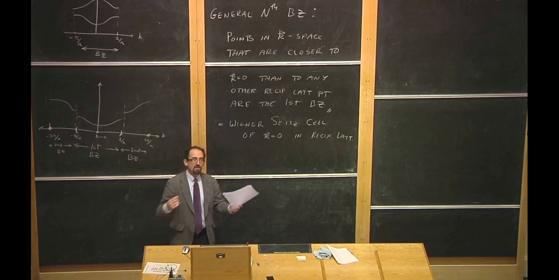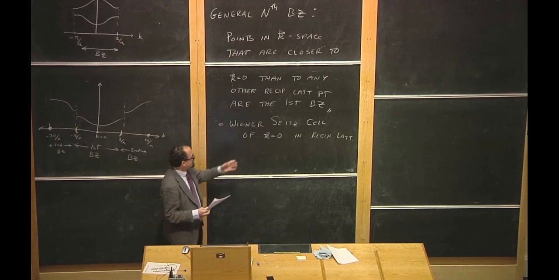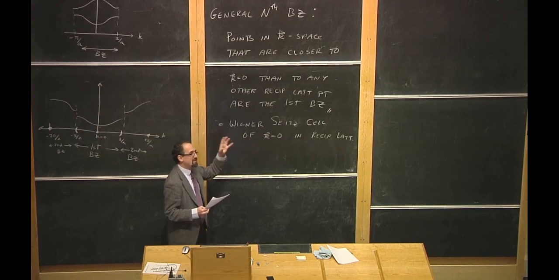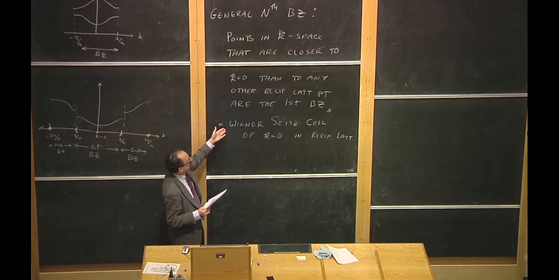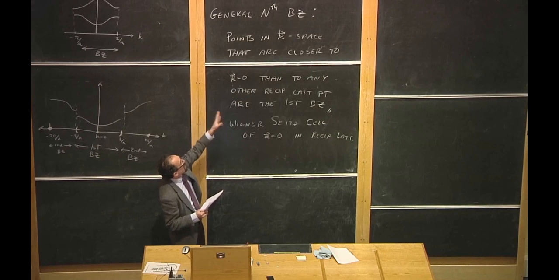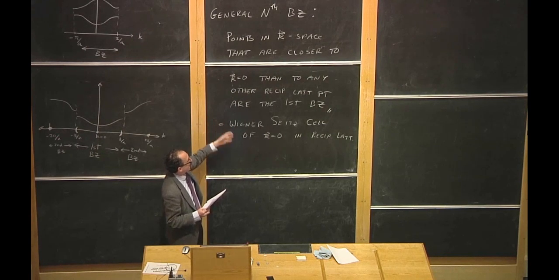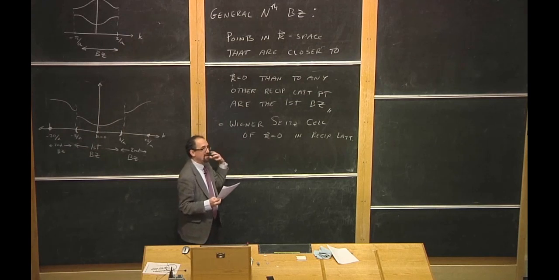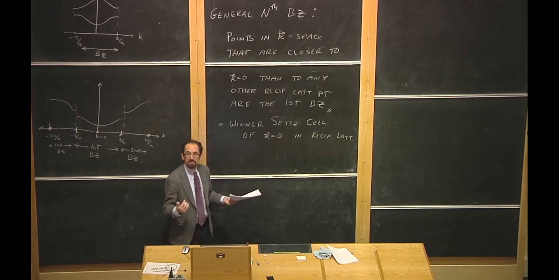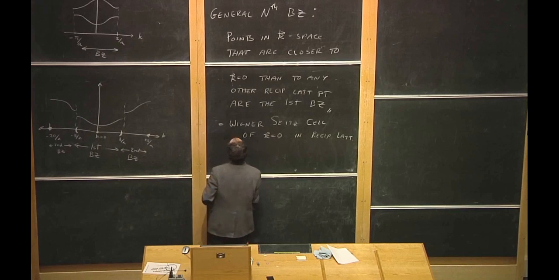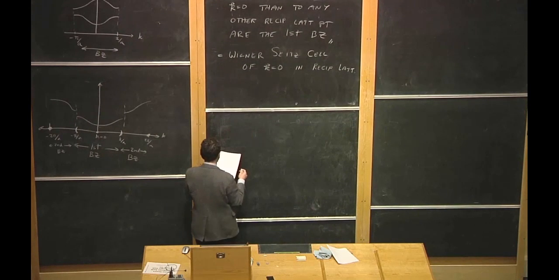All points that are closer to a given lattice point than to any other lattice point constitute its Wigner-Seitz cell. So all points that are closer to k equals 0 than to any other reciprocal lattice point constitute the Wigner-Seitz cell of the k equals 0 point in reciprocal space. Good? Yes? OK, good. So how about the second Brillouin zone?